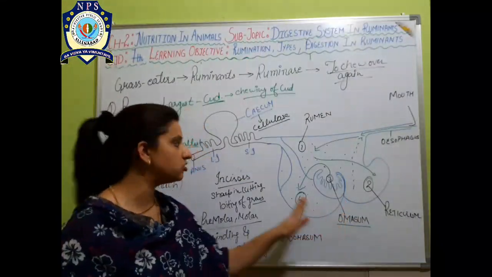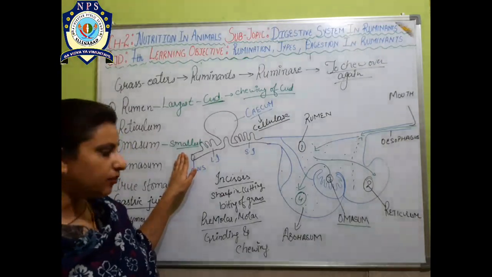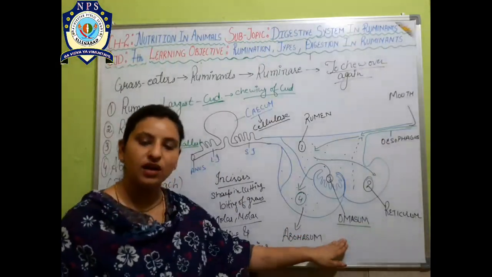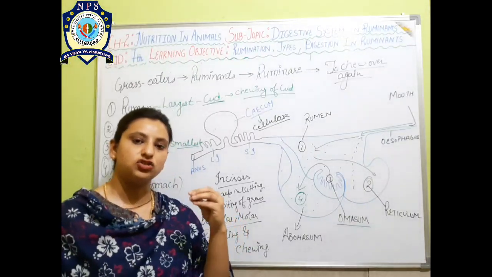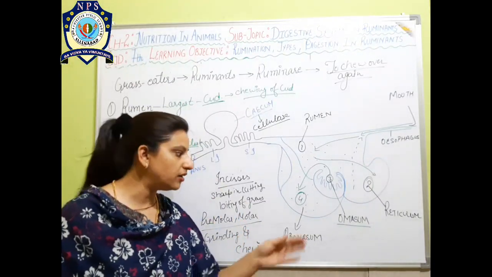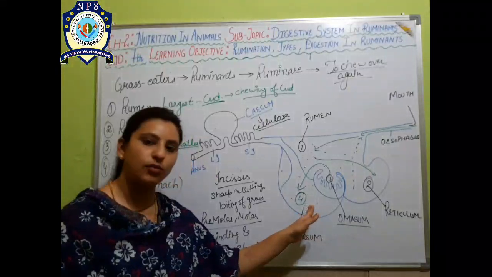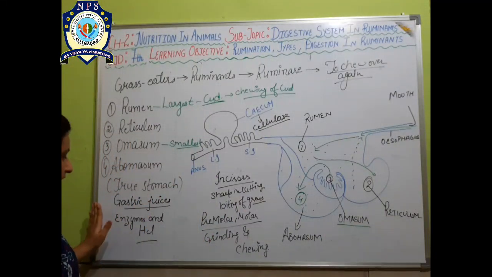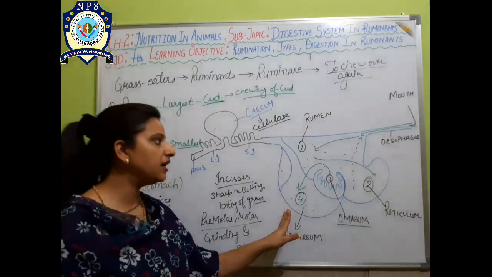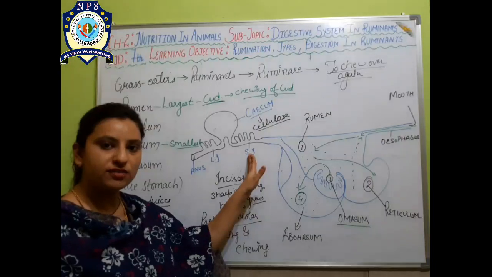That salivated food will come back to the omasum, which is the smallest of all the chambers, and inside the omasum the big complex parts of the food again change into small pieces, and that food will enter into the abomasum, which is the true stomach. Why? Because it has gastric juices, it has enzymes and HCl that mix with the food, and digestion will complete. Now absorption will take place in the small intestine.